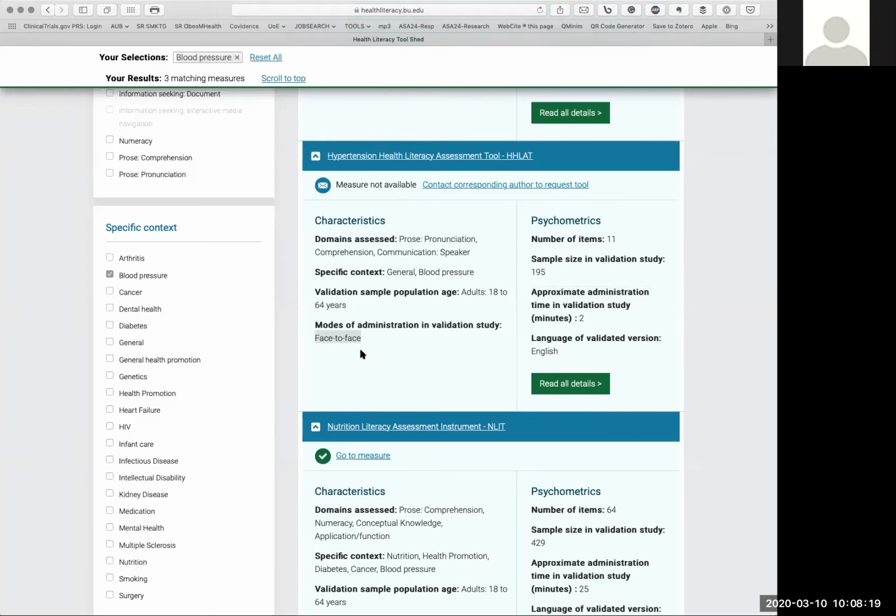Yes, I have a question actually. The fact that a tool is validated in different modes of administration, does this make it more credible and reliable, if it's validated in face-to-face and computer-based and other modes?